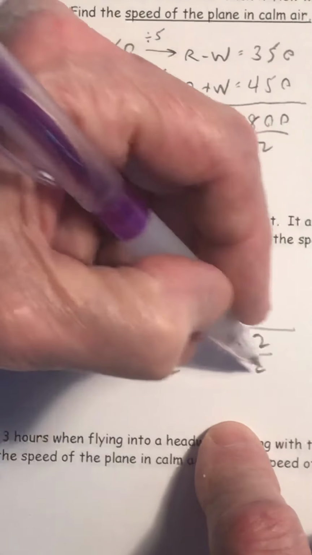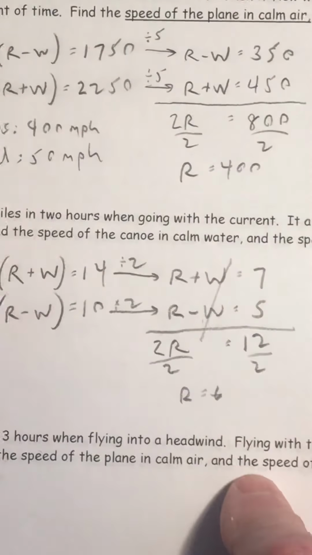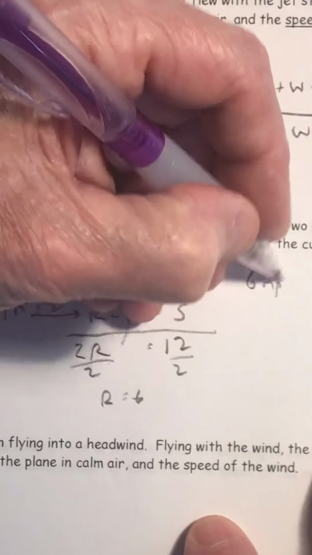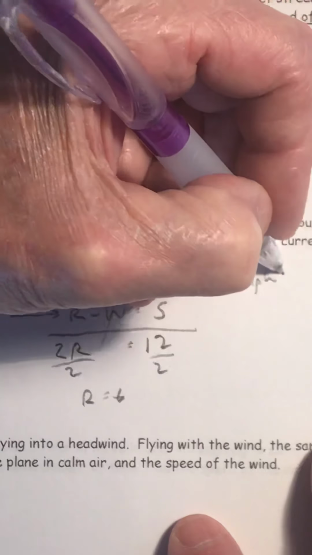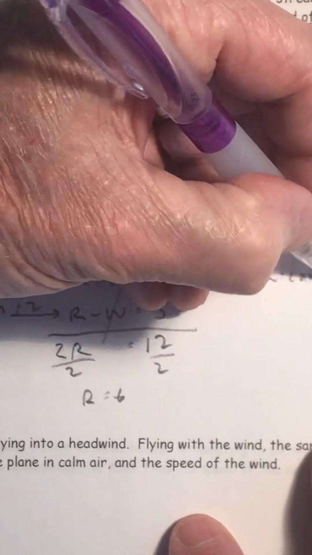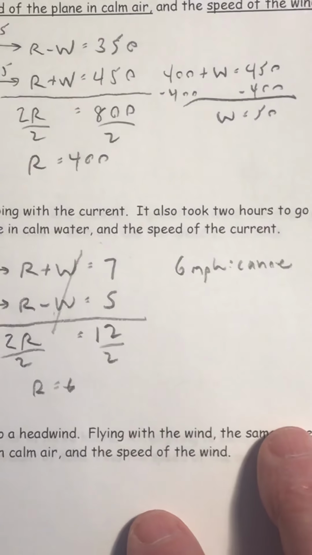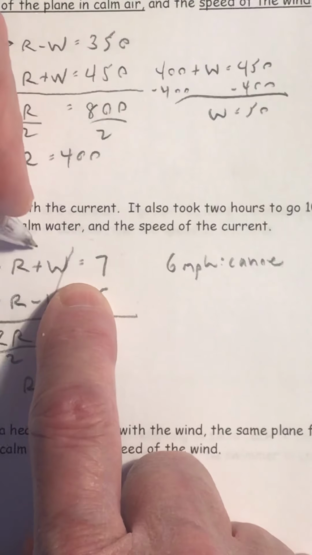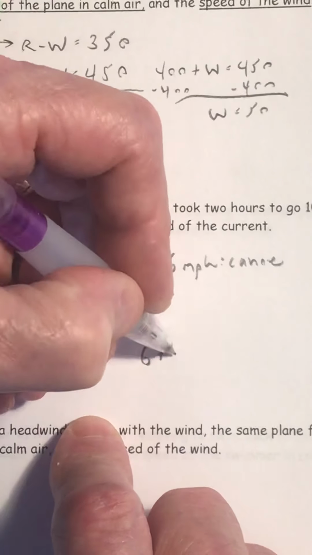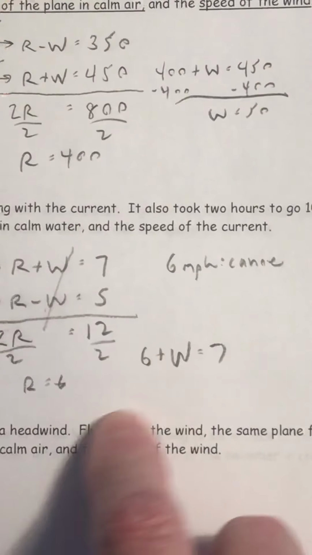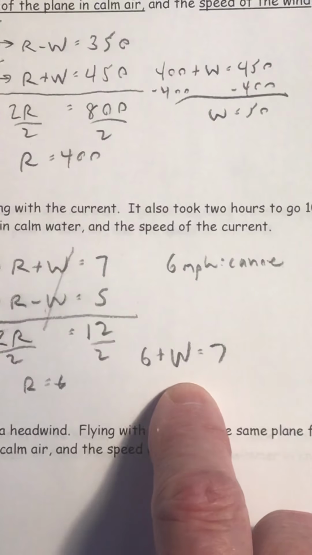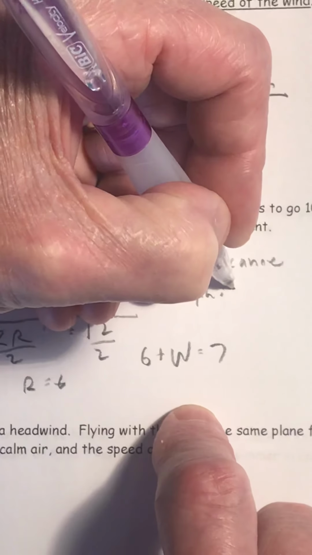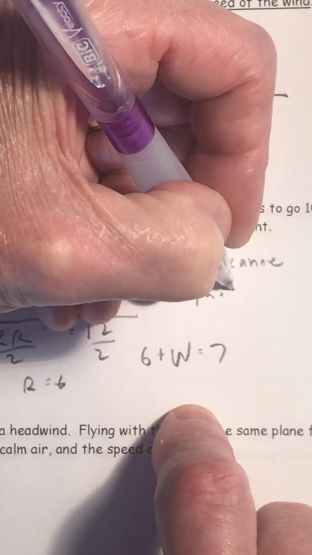Divide both sides by 2. We get R equals 6. So the canoeist was paddling 6 miles per hour if there was no current. That's for the canoe. And what was the speed of the water? Well, if we put a 6 in here, 6 plus W equals 7. If I say 6 plus W equals 7, I'm going to take away 6 from both sides, and we get 1 mile per hour for the current.